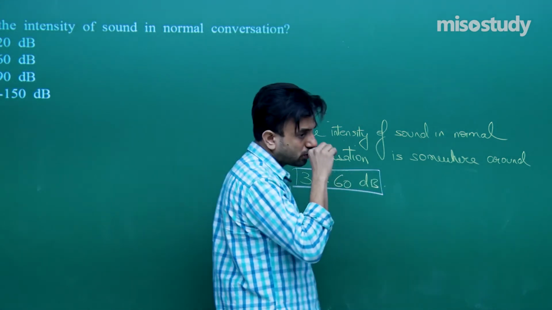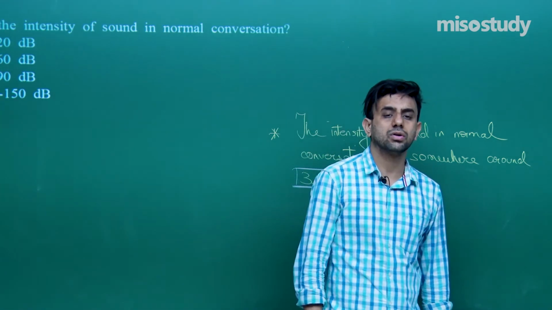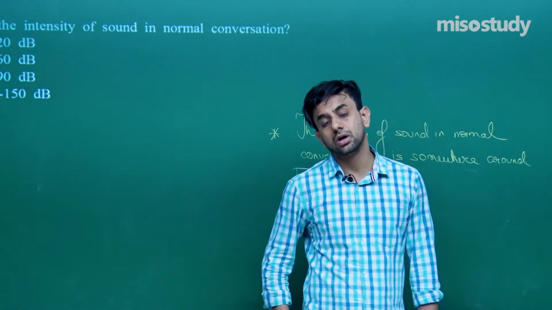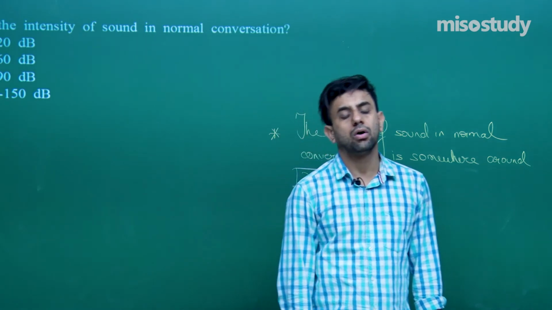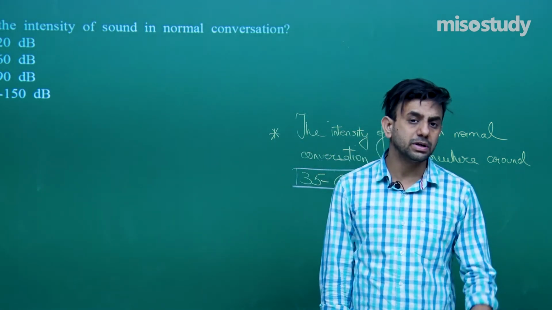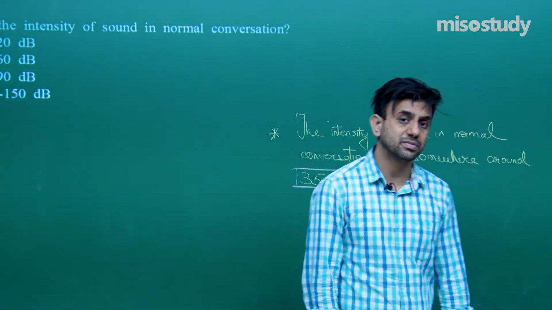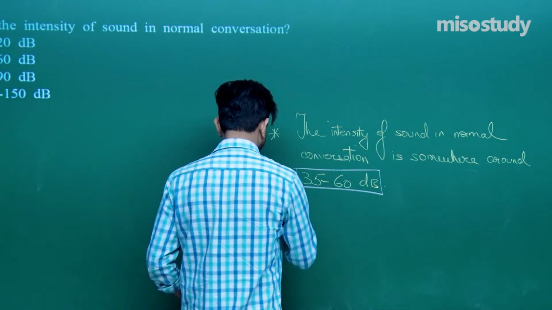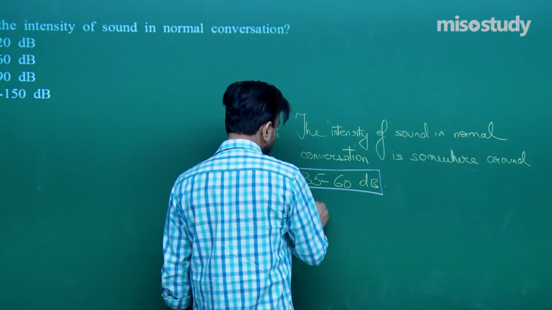Like the intensity of sound in rockets and all, the rocket engines will be somewhere around 160, 170 decibel. Just for a reference, I am giving you the intensity of sound.